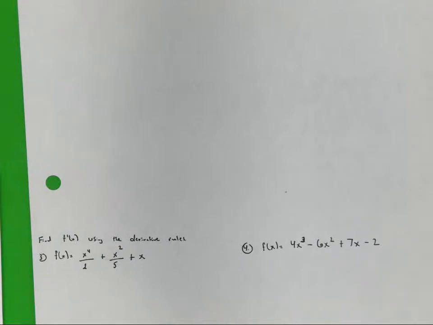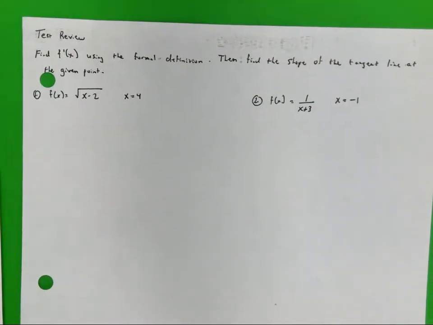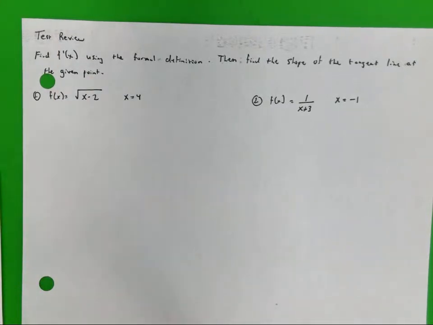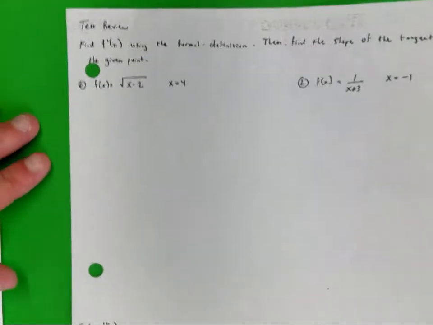All right. Tomorrow on your derivative test, the first four you're going to find it using the formal definition. I did not go over the first two that are easy. These two are harder, so I'm going to go over those. It says find f prime using the formal definition. Then find the slope of the tangent line at the given point. So first you find your derivative, and then you're going to find the slope of the tangent line.